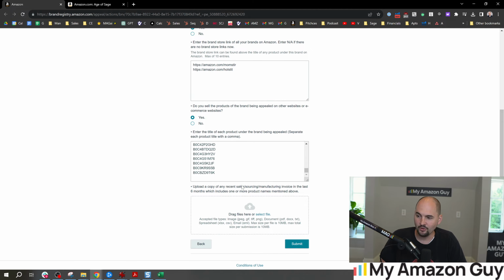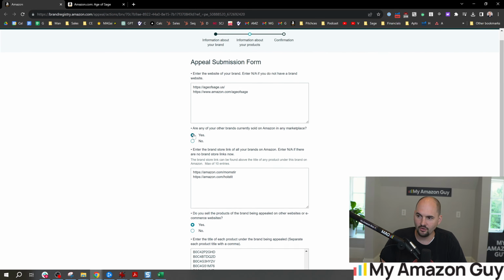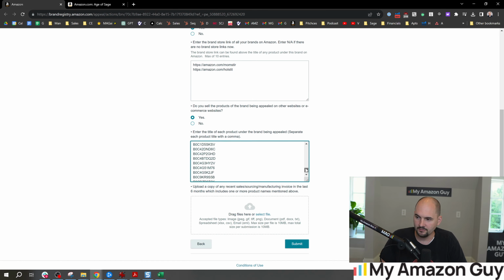The final thing they were looking for was an invoice showing the sales, sourcing, manufacturing in the last 6 months, which includes one or more of the product names mentioned above. And so the key here is that the title of one of the items, so this item right here, needs to be on the actual physical invoice.